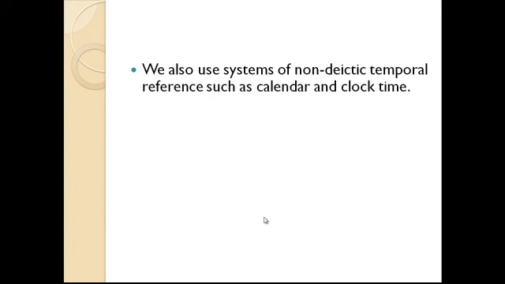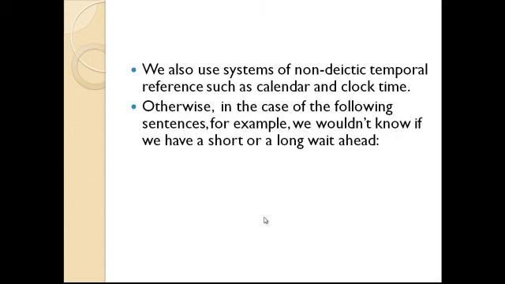In temporal deixis, we also use systems of non-deictic temporal reference, such as the calendar and the clock time. Otherwise, if we can't use the calendar and the clock time, in certain cases, we would not know if we have a short or a long wait ahead of us. Let's consider, I'll be back in an hour. If you don't know anything about clock time, are you going to know how much a wait it is when somebody says an hour? Obviously not. And that is why we are saying in this type of deixis, we also use systems of non-deictic temporal reference, such as the calendar and clock time.